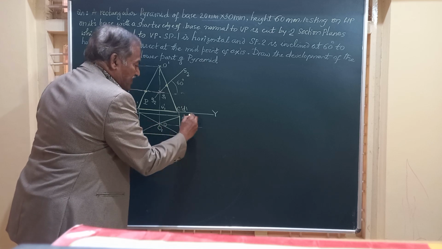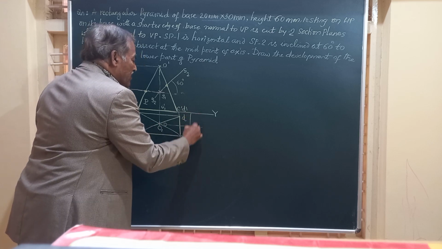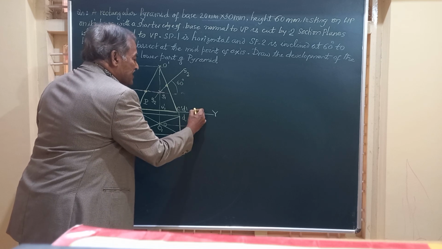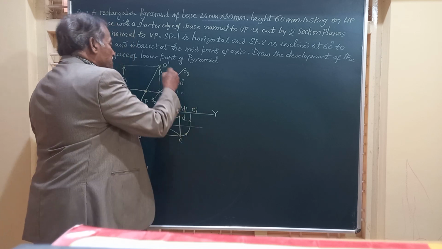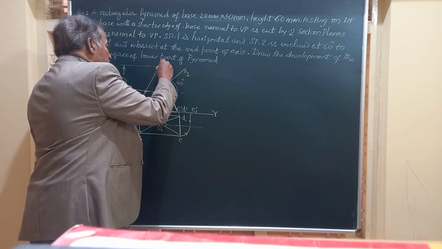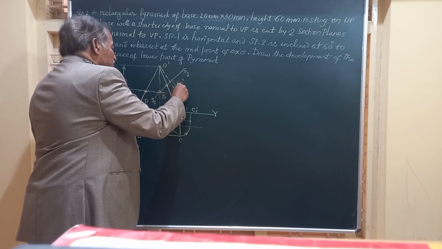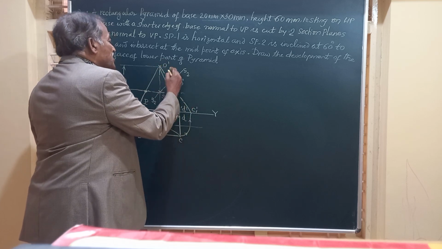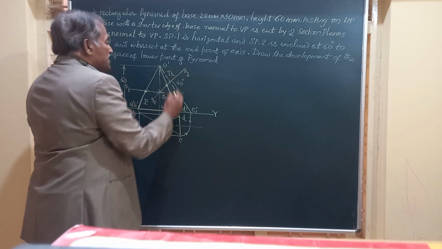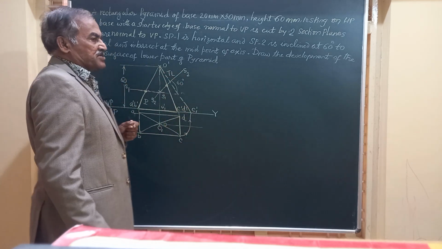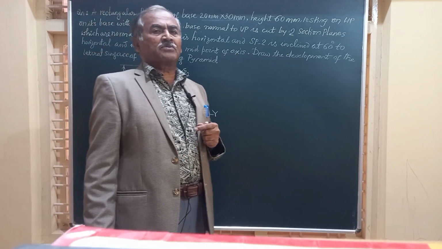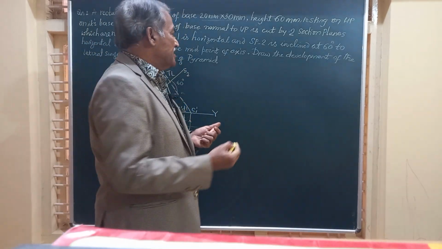To make that line parallel to VP, I produce it upwards. So this point C, I will call this as C1 dash. And hence this line, which I am showing by a dotted line, will give you the true length. So the true length is O dash C1 dash. Taking that as a measurement, let us start drawing the development.